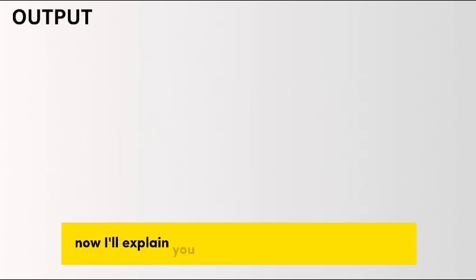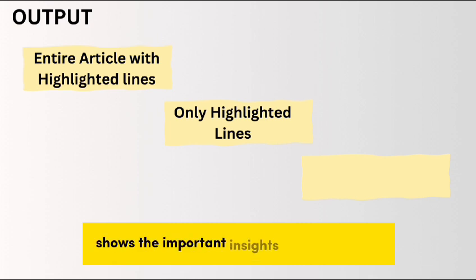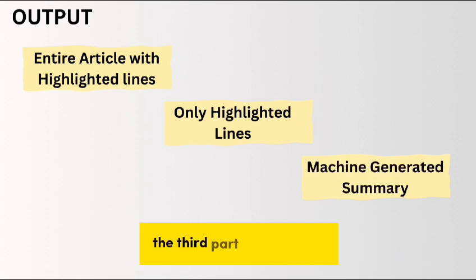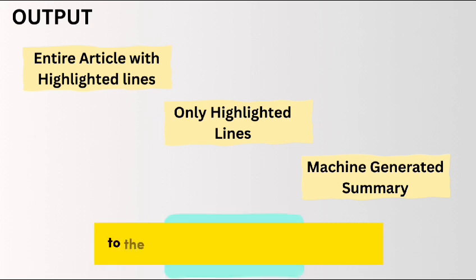Now, I'll explain the output section of our project. The output section is broken down into three parts. The first part will display the entire article with the highlighted part. The second part shows the important insights from the article. The third part shows the summarization of the entire article. This summarization is done by the machine. After the summarization of the article, the user can see the related articles.